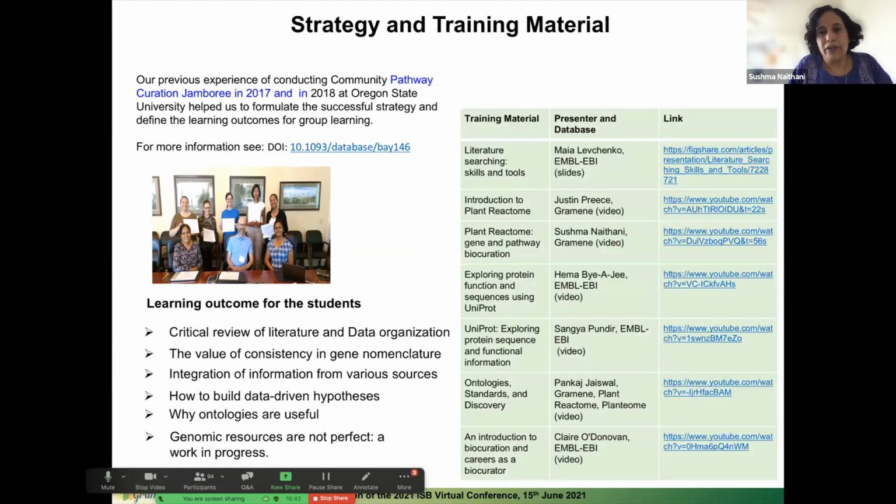And then we use some of the training material that is available from EMBL-EBI, from Plant Reactome, from Gramene and UniProt. So I like to share this list with you. If you are a biocurator and trying to work with undergraduate students, these are good resources.